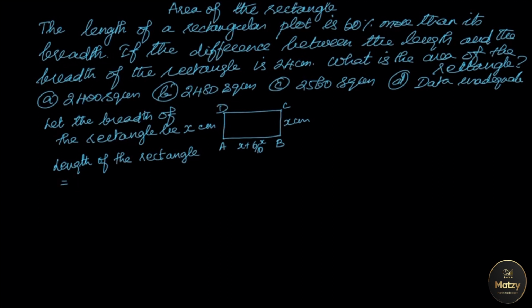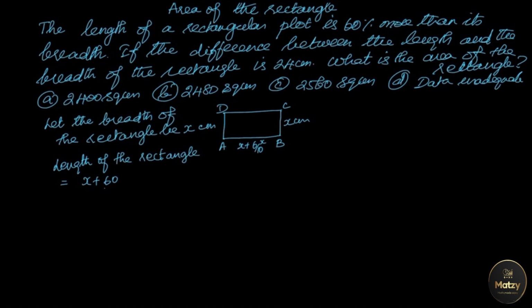See, I have constructed one rectangle. In this problem, the length of the rectangle is 60% more than its breadth. Breadth I have taken as x centimeters. What is given in the problem? Length is 60% more than its breadth. So, length of the rectangle is equal to x plus 60% of x. So, 60 by 100 into x.